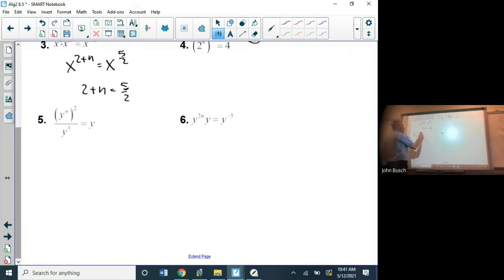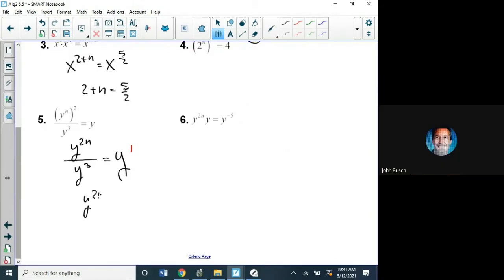So when you have a power of a power, remember you multiply the power. So the numerator is y to the 2n. The denominator is y to the 3rd. And then it was y to the invisible 1, right? You can rewrite this first fraction as y to the 2n minus 3 equals y to the 1. And then from that, 2n minus 3 equals 1. You have an equation that you can solve. And I'll let you solve that, or you can just solve that in your mind.